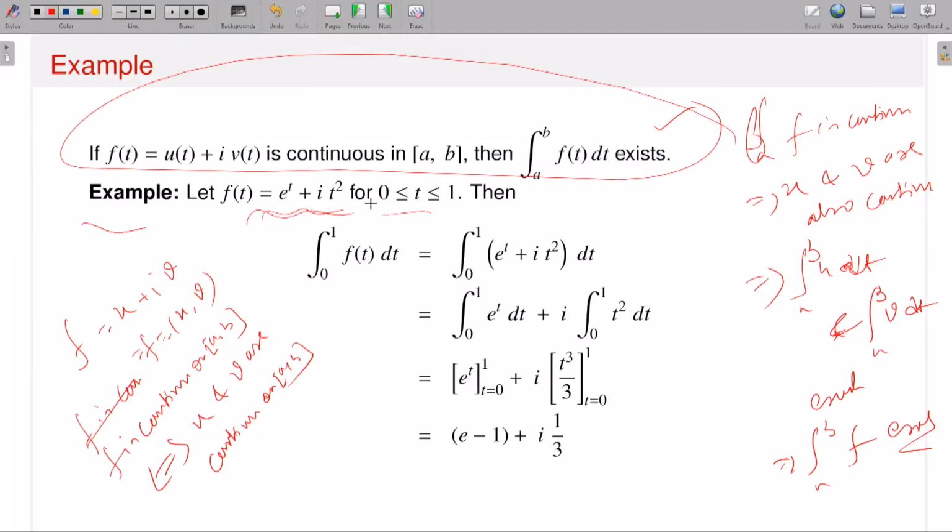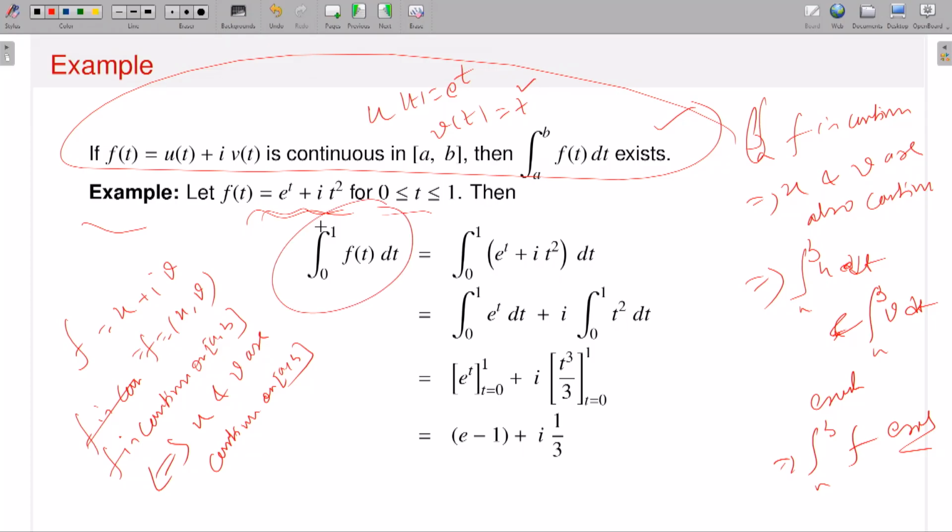Now look at this function f. What is my u? Here u(t) is equal to e to the power t, and v is nothing but t square. Both u and v are nice functions, an exponential function and a polynomial function, so these are continuous functions. Therefore f is a continuous function.